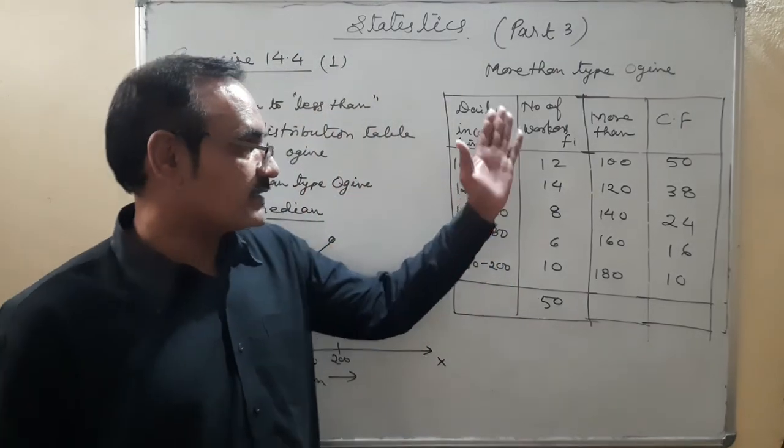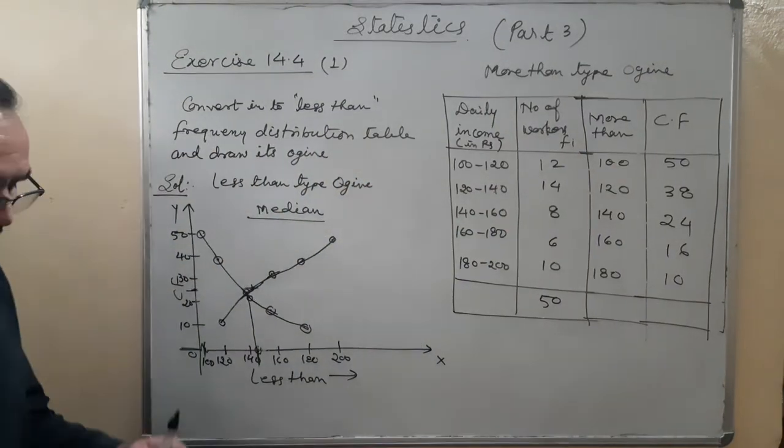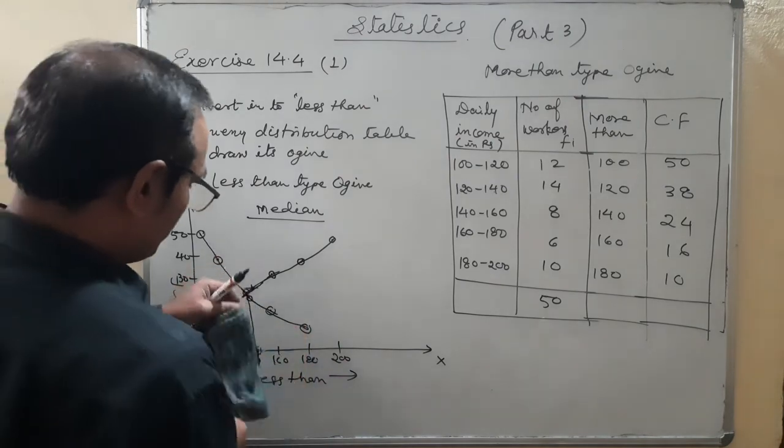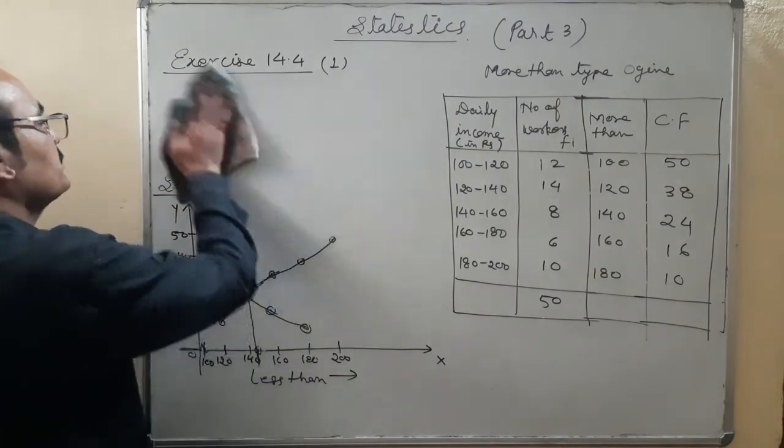Okay. So this is the less than type and more than type ogive. This is the extended part of question number 1, which I told you, because you should know all types of ogives, less than type and more than type.